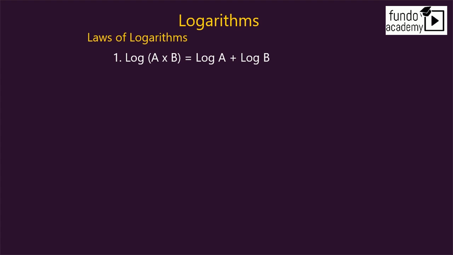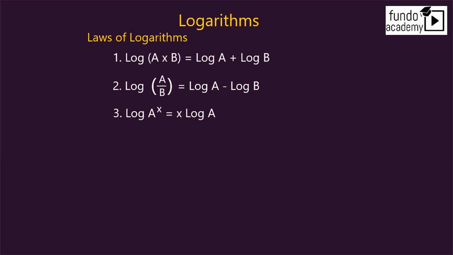The second one states that the logarithm of a over b, or a divided by b, is equal to the logarithm of a minus the logarithm of b. And the last one states that the logarithm of a raised to the power of x is equal to x times the logarithm of a. Right, so these three are the laws of logarithms. We're going to be using these laws to simplify and manipulate logarithms.